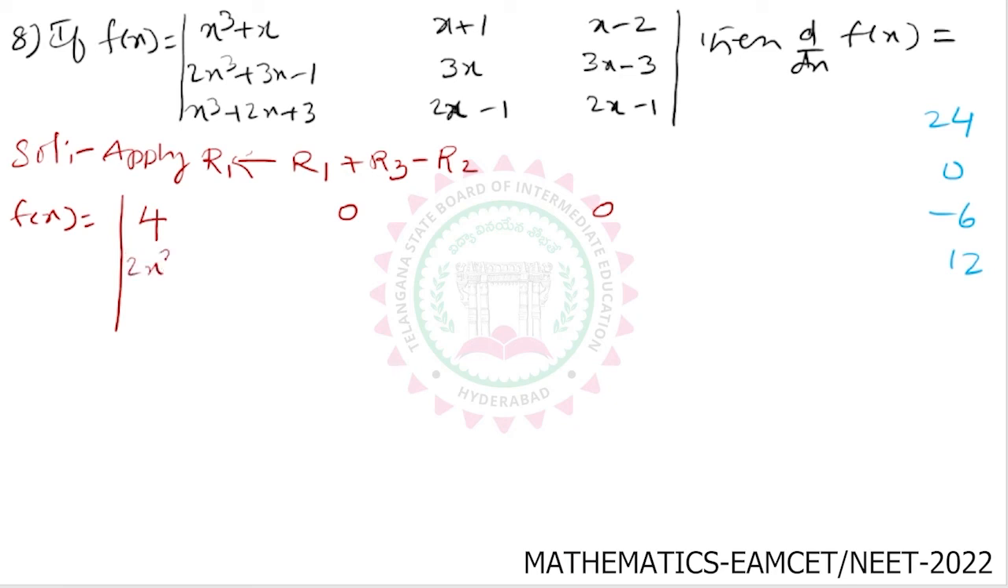Okay. So this is 2x cube plus 3x minus 1. This is 3x. This is 3x minus. This is also as it is, x cube plus 2x plus 3. This is 2x minus 1. This is also 2x minus 1. Now, if I apply the determinant, what happened?